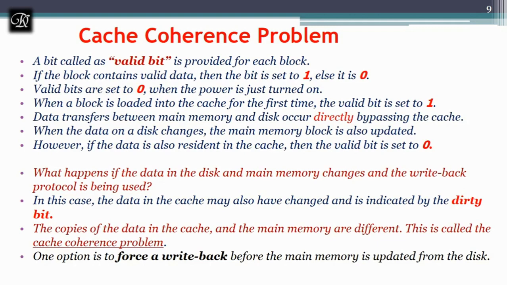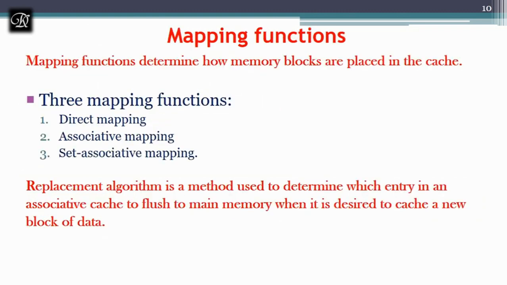One option for this is to force the write back before the main memory is updated from the disk. Whenever we update the RAM, we have to have a technique, a code, that is the write back protocol. It has to update even the cache memory if that respective block is there in the cache. If we do that, we can avoid the cache coherence problem.